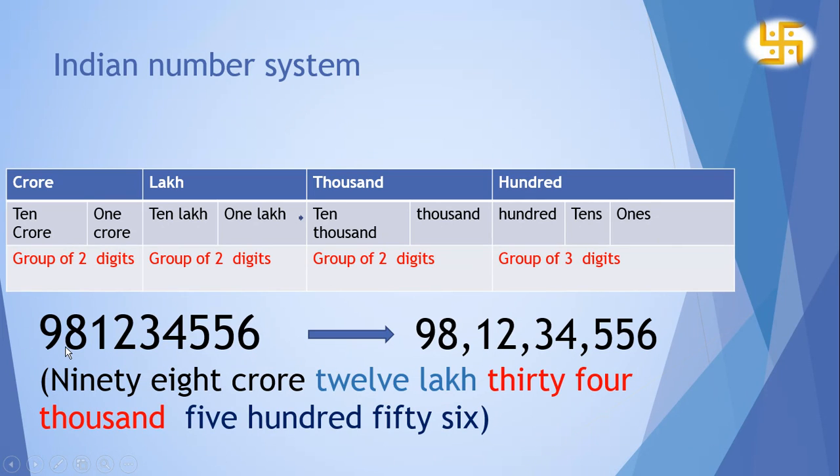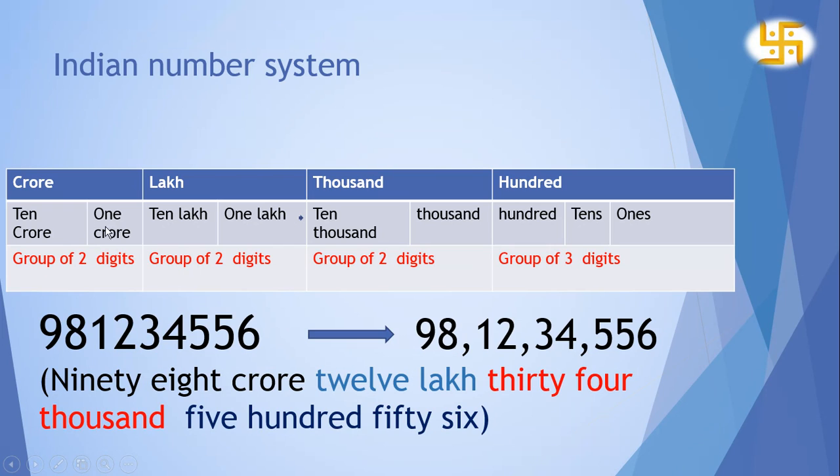For example, I am taking the number 9812345556. We move right to left. First is the group of 3, so we place a comma after 3 digits. Second is the group of 2, so place the comma after 2 digits. Next one is the group of 2, place the comma after 2 digits.